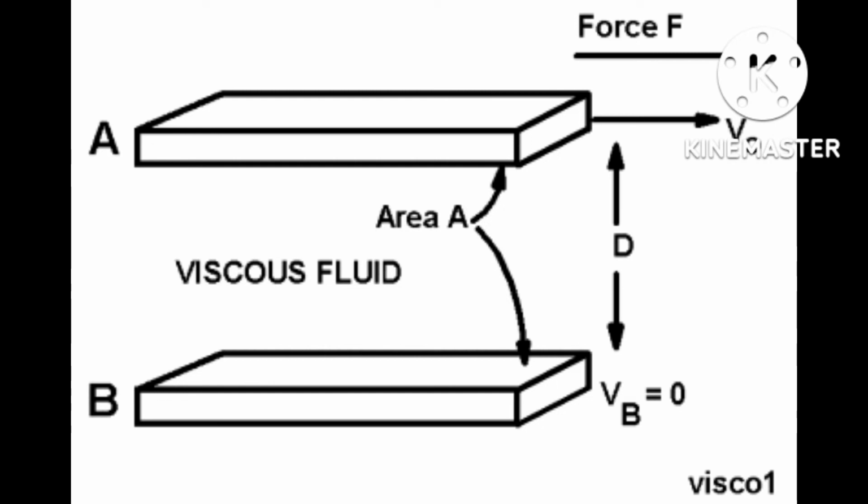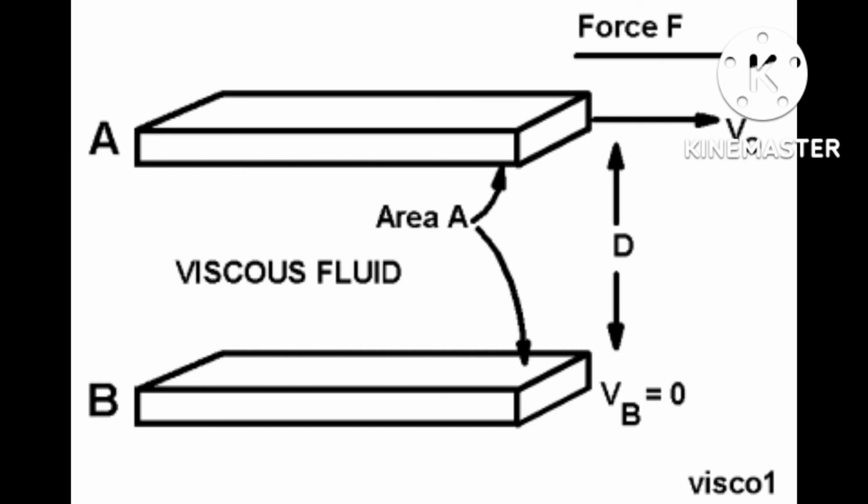This is what I have told about the unit of coefficient of viscosity. One Poise, a smaller unit, is equal to 1 gram per centimeter per second. Also, this is equal to 10 to the power minus 1 kg per meter per second.